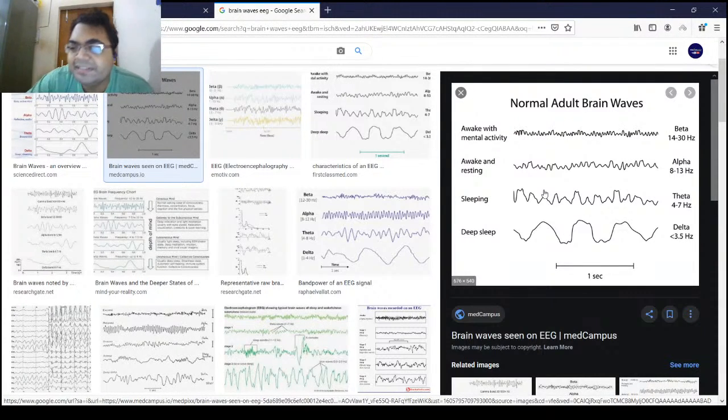Whereas theta wave, you will see the frequency increasing. They will be generated when you are sleeping. And then you go on to the alpha wave. Alpha wave is 8 to 12, or 8 to 13. And beta wave is 14 to 30. It could be 12 to 38 hertz also.